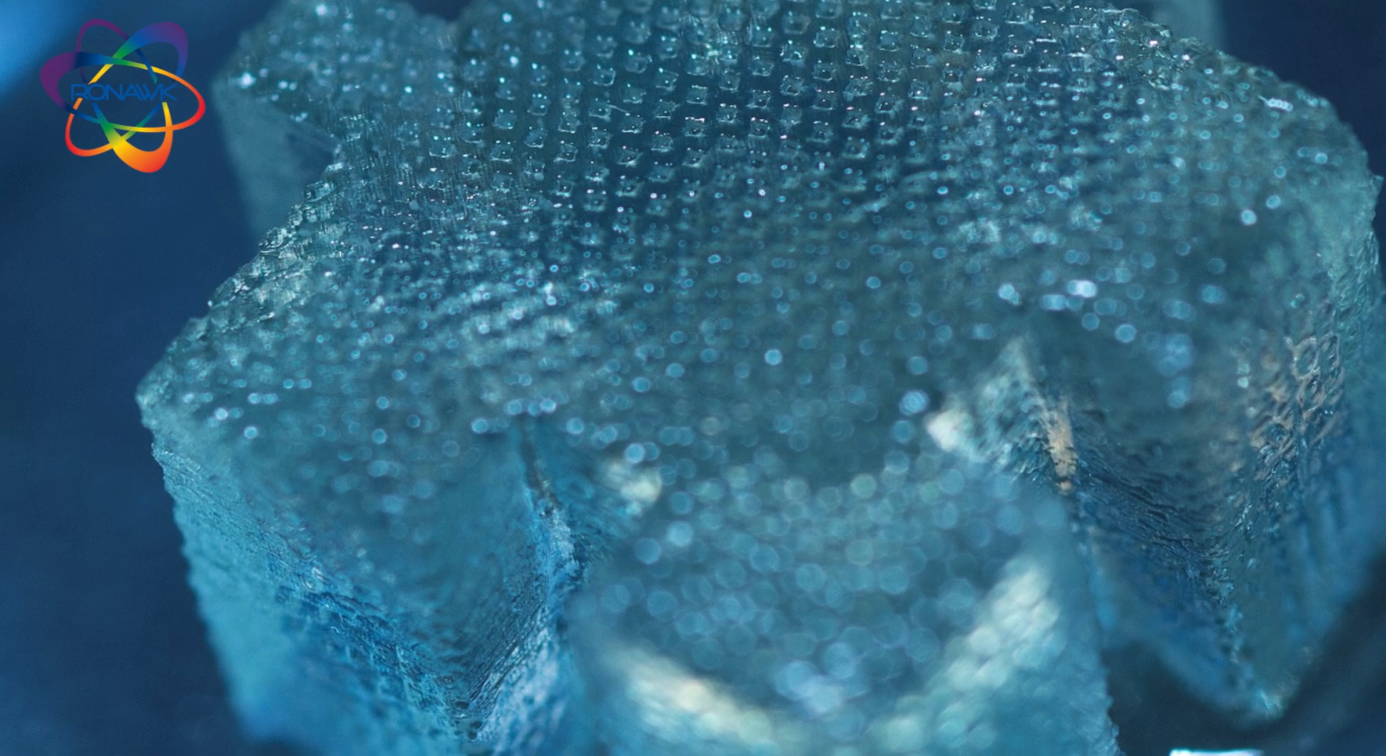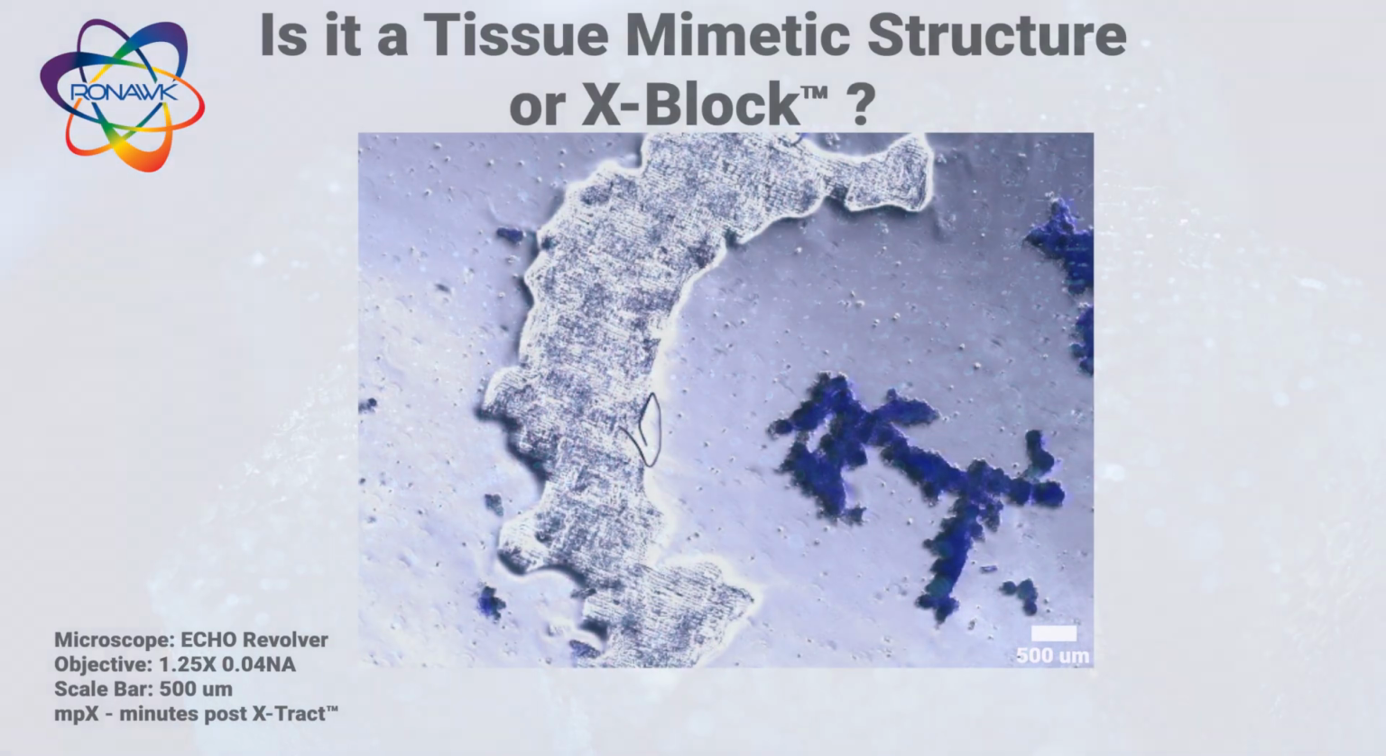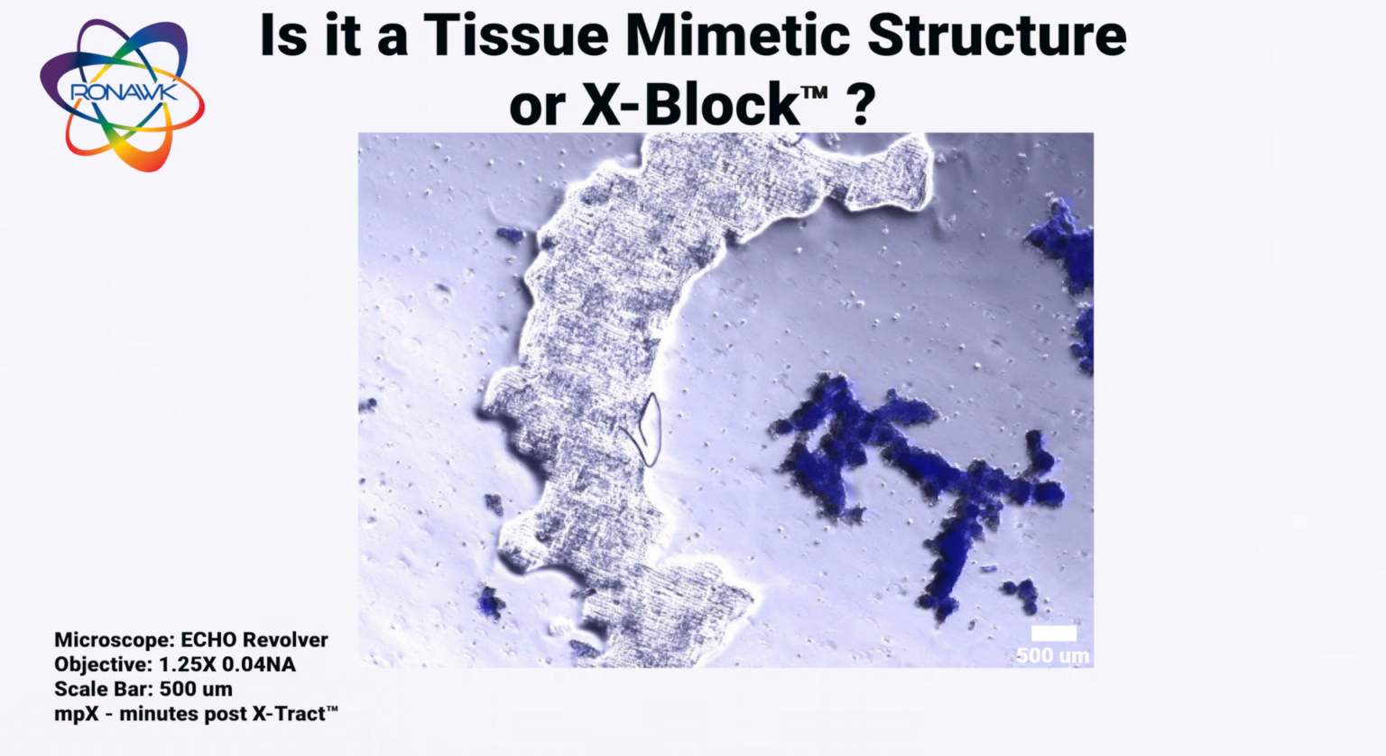A Ronawk X-Block was seeded with primary porcine cells. Cells in bioblocks will form complex structures that mimic tissue. These images were taken on Echo's Revolve microscope with a scale bar of 500 microns.